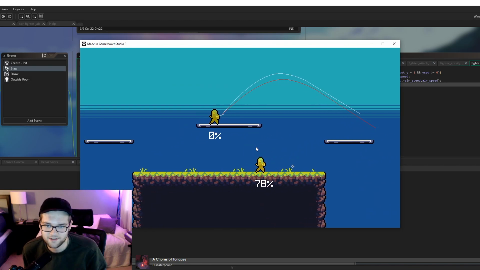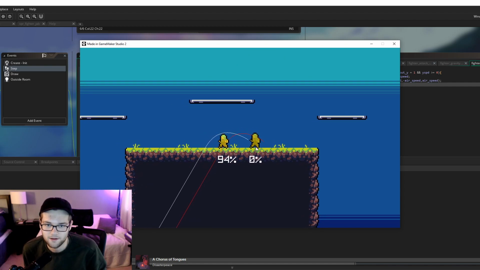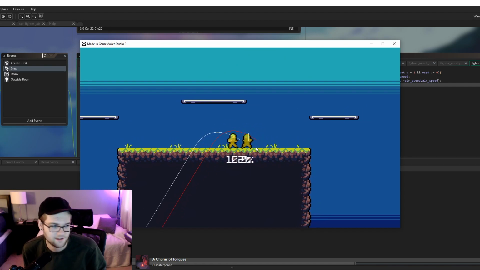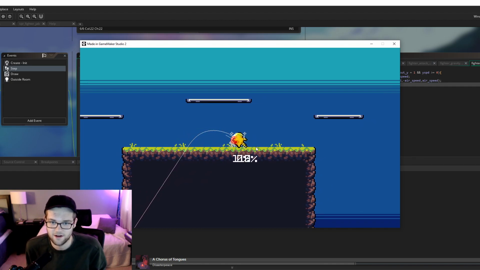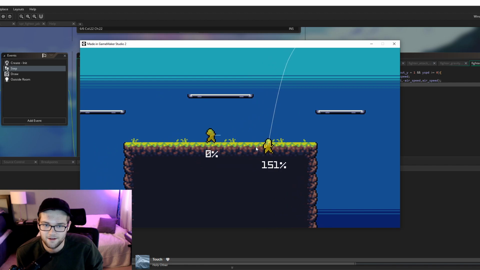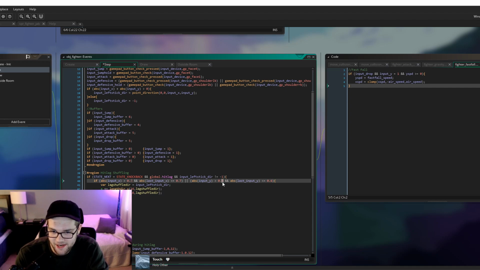Alright, let's see if I can SDI jab behind them. Yeah, that worked. See? We got 2 different launch angles. I only got 1 SDI input though. Oh! Alright, now there's no getting out of that. So quarter circle DI is definitely going to be a thing in this game.